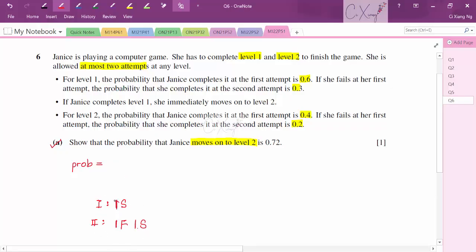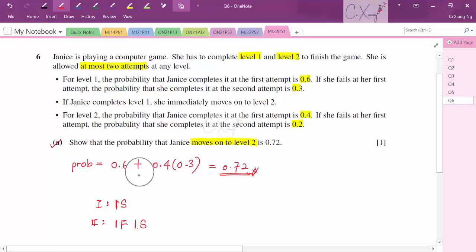What is the probability that she completes the first level at the first attempt? It is 0.6. So for case number 1, you're having 0.6 straight away. For case number 2, the first attempt failed, which is the opposite of 0.6, so 0.4. After that, the second attempt is successful, which is 0.3. So you're having 0.4 multiplied by 0.3. Then if you press the calculator, you get 0.72.